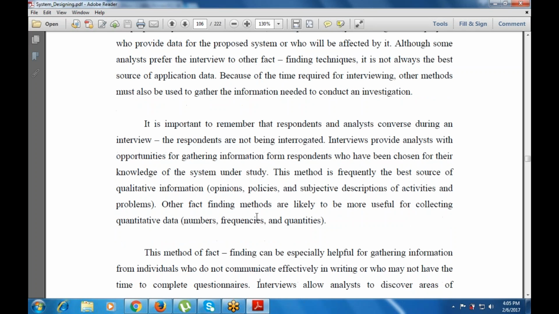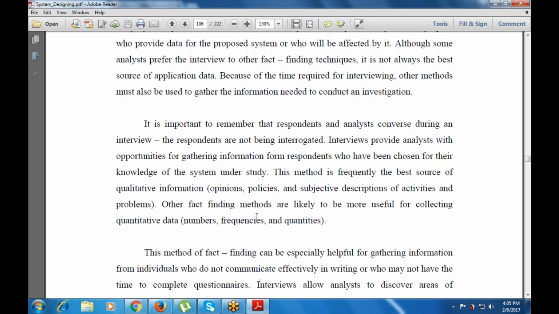It is also important to remember that the respondent and the analyst converse during an interview. The respondents are being integrated, that means they are combined with each other. Now, what are the various other fact-finding methods that are more useful for collecting quantitative data? That may be numbers, frequencies, or quantities.